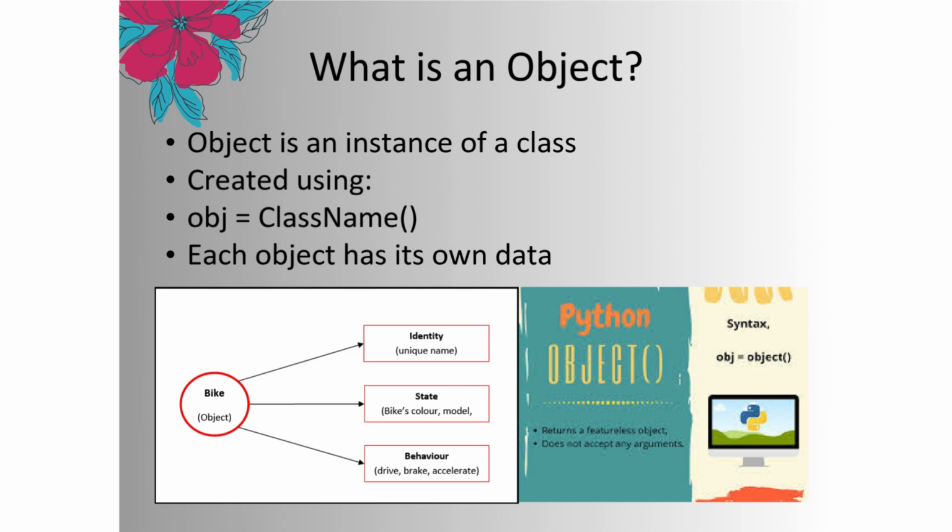Here's the syntax: s1 equal to Student. Now, s1 is an object of the Student class. We can access its attributes like s1.name and use its methods like s1.study. Every object you create can have different data even though it's made from the same class.